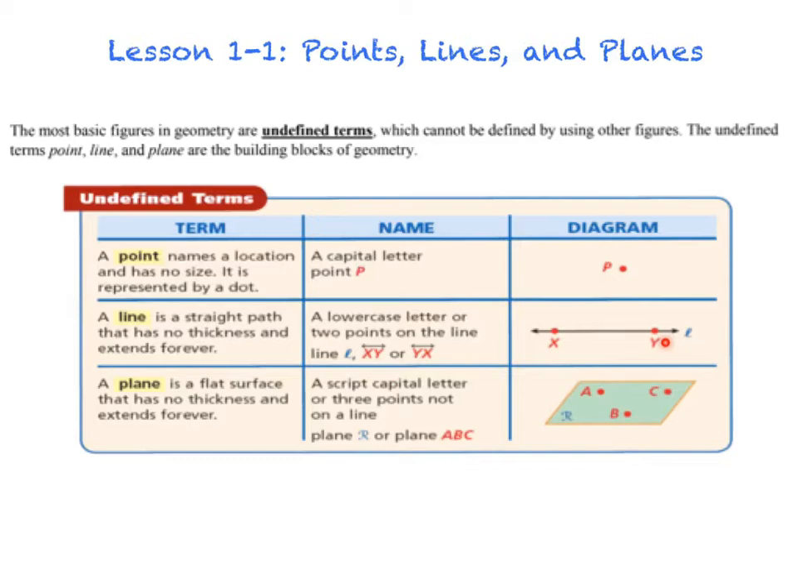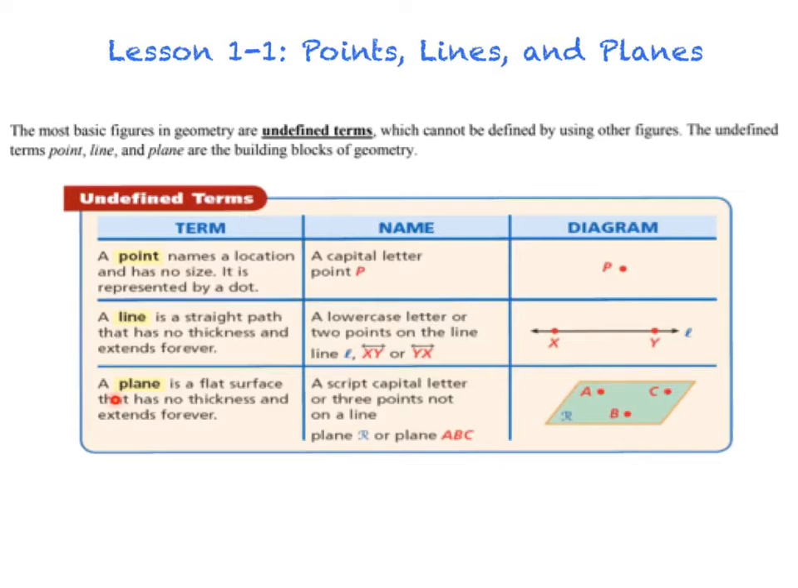Now, a plane is a flat surface that has no thickness and extends forever. It's a two-dimensional surface, kind of like your laptop screen that you're probably watching this on. It has two dimensions, so your laptop screen has a width and it has a height. However, a plane in geometry isn't like your computer screen because it actually goes infinitely in both directions.